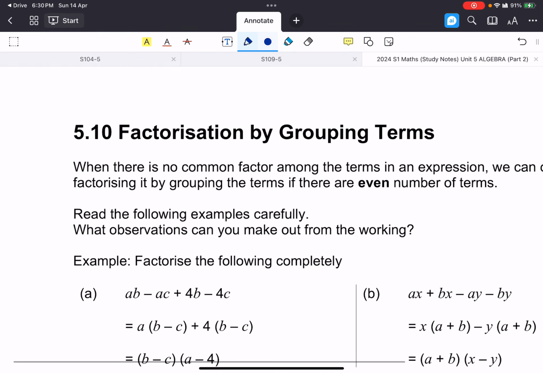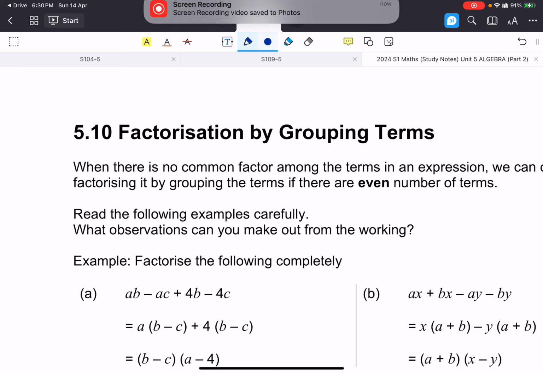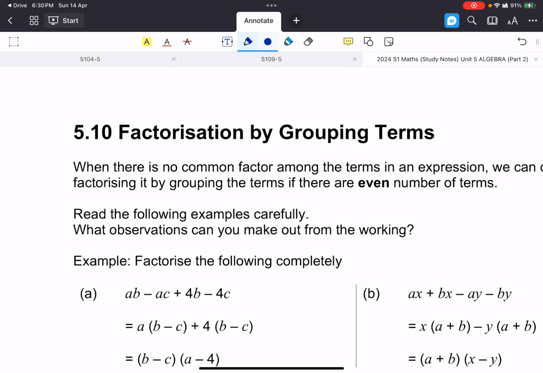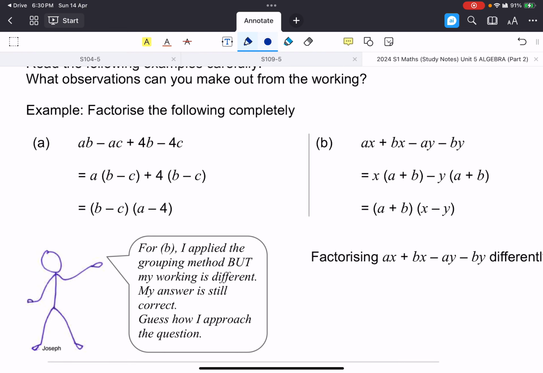What happens is if there's an even number of terms, sometimes we could group them up and it helps to simplify things, and see them in different parts, and we can actually factorize each section separately. You find that the portion that we factorize out is common and the whole thing just flows nicely. So just to show you two quick examples.